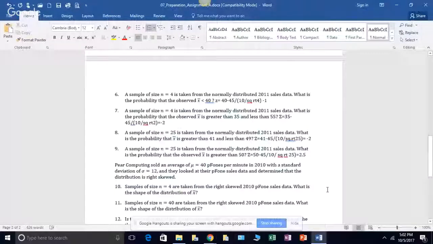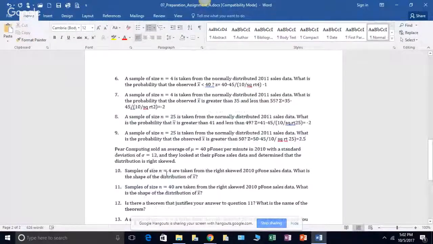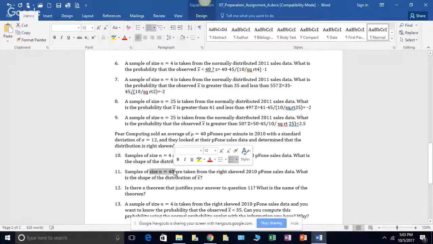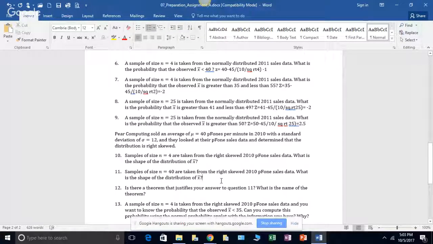Yeah. All right. Let's go into this one. So samples of size n are taken from the right skewed distribution. So what is its distribution? It's automatically going to say right skewed, because the sample size is only 4. And for 11, since the sample size is now 40, it automatically goes to a normal distribution, because it's large, because of the central limit theorem. And is there a theorem that justifies your answer from 11? Well, yes, the central limit theorem.